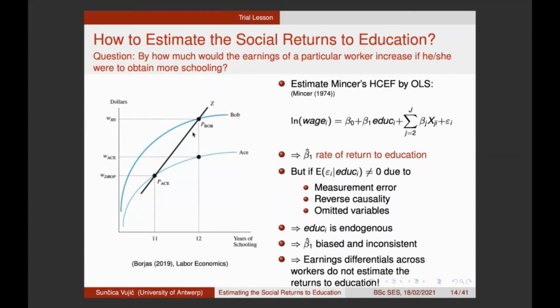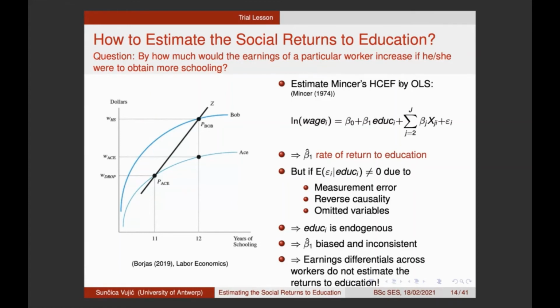So I explained what the issue is and why we can't just use correlations, and we can't use correlations not just in the context of establishing the relationship between education and wages, these financial returns, but also if you want to establish a relationship between education and these other outcomes such as health, crime, democratic voting, and so on. So what do we do in econometrics? What you see in the right panel is something called Mincer's human capital earnings function.